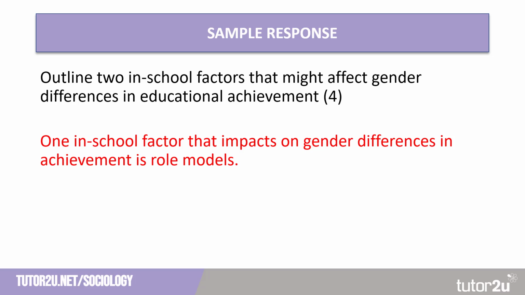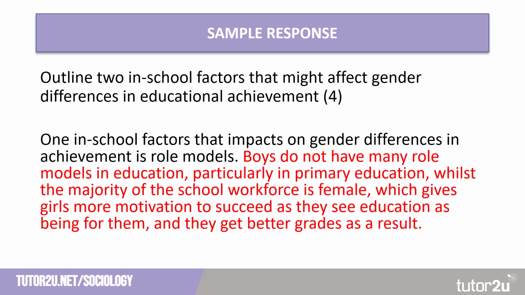Now we need to explain how role models impact on gender differences in educational achievement. And because it's focusing on gender differences, we may want to be specific and talk about who role models impacts on, whether it is boys or girls. So we've highlighted that boys do not have many role models in education, particularly primary education, whilst the majority of the school workforce is female, which gives girls more motivation to succeed as they see education as being for them and they get better grades as a result.